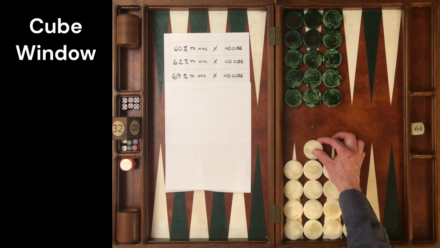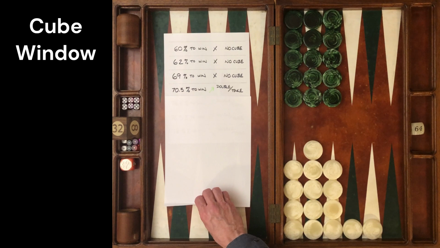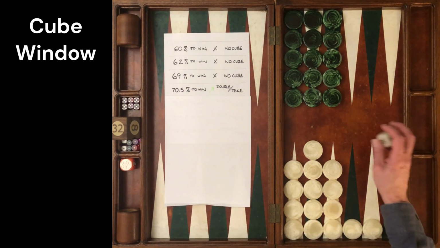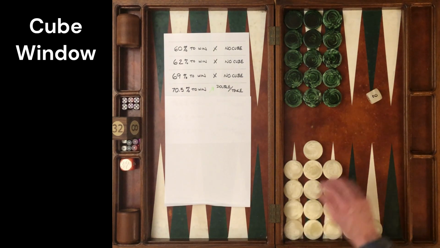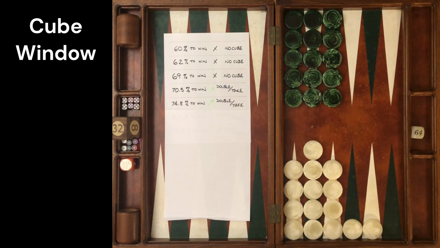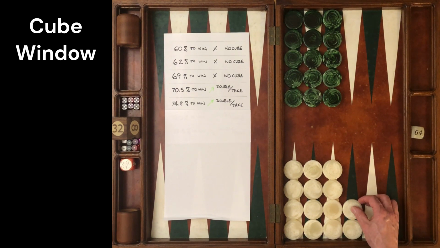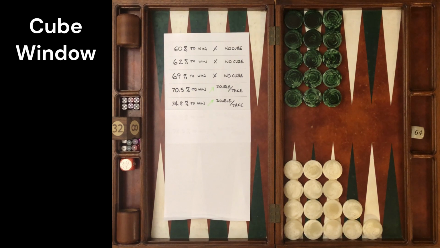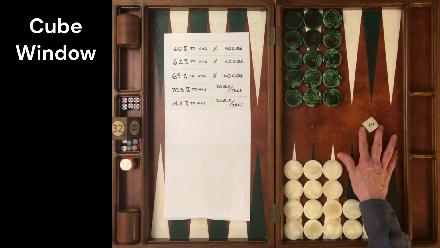Let's improve our position yet again. Checker from the 6 to the 5. 70.5% to win. It's now correct to double and for our opponent to take. Let's look at it again. We're going to improve our position, taking a checker from the 5-point to the 3-point, and we've improved to almost 75% chance to win. It is correct to double and to take.